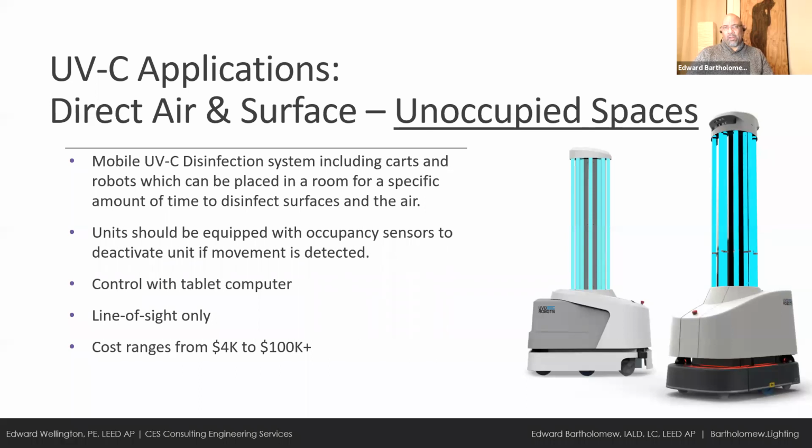You could also use them in buildings. A lot of resorts I know in Hawaii are actually utilizing them and having them go from room to room as a robot. So it's like a Roomba with UV. That's pretty cool. And so these can be very effective. They can be programmed to go off if they notice any movement, if anybody's in that space, so that people are not getting the irritant of the eyes and the skin. They're not being exposed to this UVC.